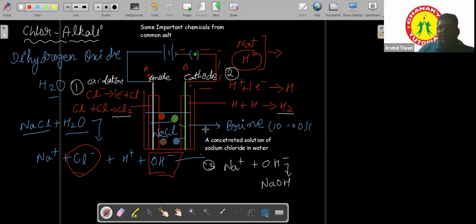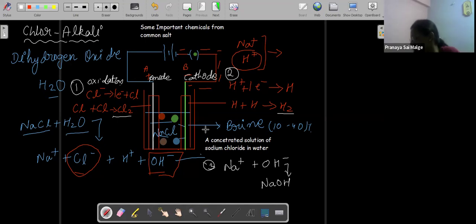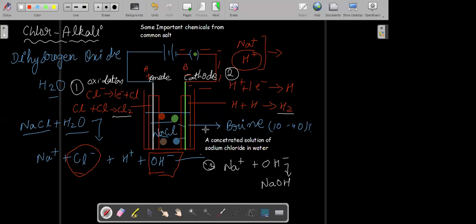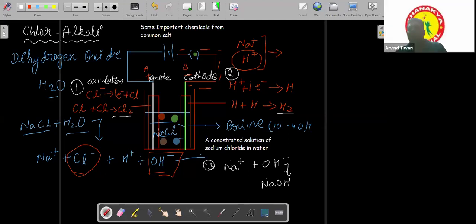First of all, it is easily available. The easy availability of NaCl. Is it easily available? Yes, sir. Is it costly? No, sir. It is very cheap. One rupee a kilogram, two rupees a kilogram. So this NaCl is very cheap and easily available. That is the reason we are using NaCl here.